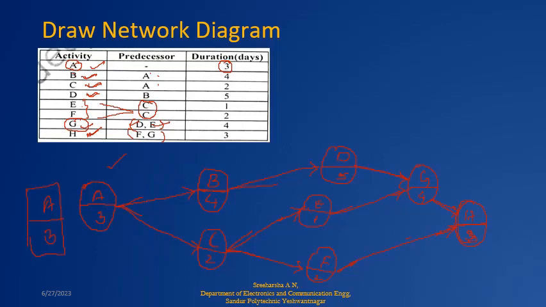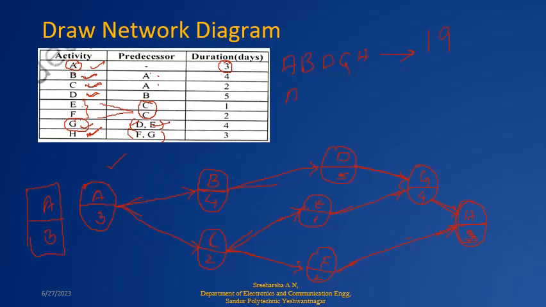Now how to calculate the critical path? Just follow the nodes: A, B, D, G, H. What is the time consumed? 3 plus 4, 7; 7 plus 5, 12; 12 plus 4, 16; 16 plus 3, 19. So this consumes 19 days.